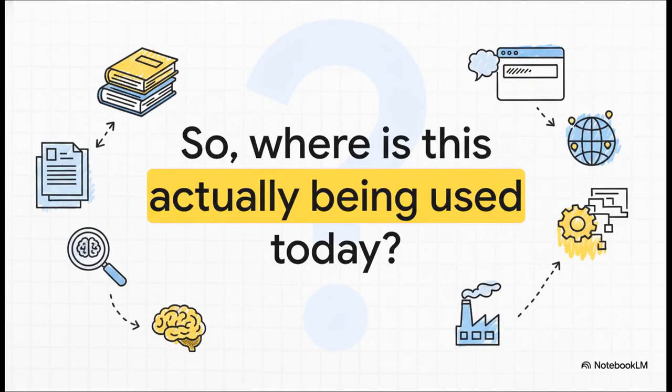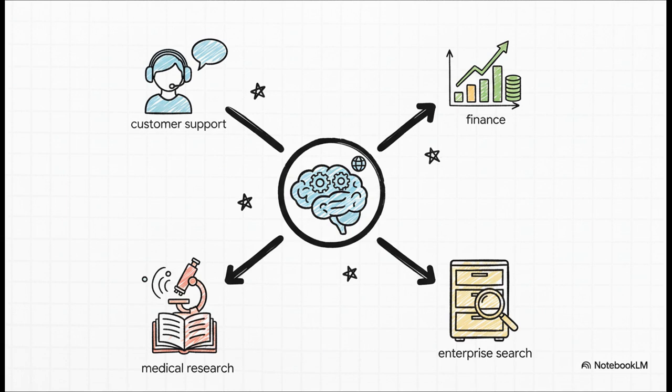And this isn't just a theory. It's already being used out in the real world to solve very practical problems. So where might you actually see RAG in action? Well, think about a customer support bot that actually knows your company's latest policies, or a financial AI assistant that can pull up-to-the-minute market data. In medicine, it can help professionals consult the latest research. And inside a company, it can create a powerful search engine that understands and summarizes all of your internal documents.